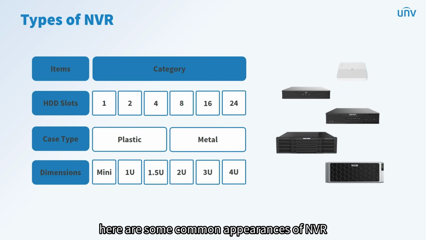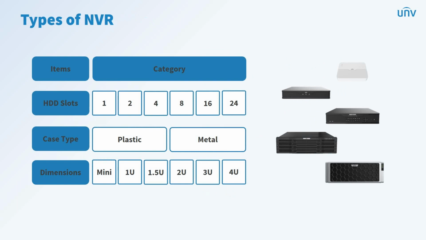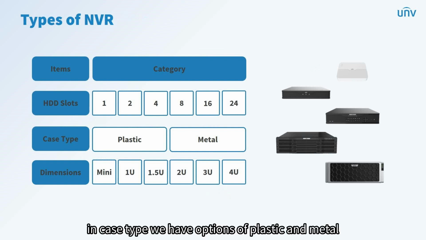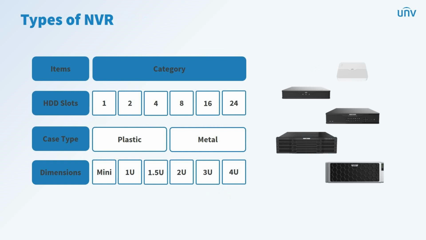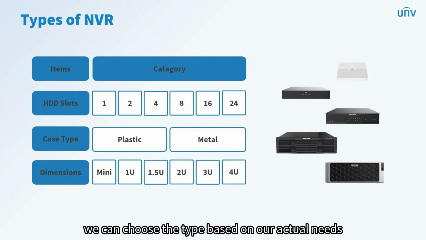Here are some common appearances of NVR. Hard drive slots vary from 1 to 24. In case type, we have options of plastic and metal. As to dimensions, 1U is equal to 1.75 inches in height. We can choose the type based on our actual needs.